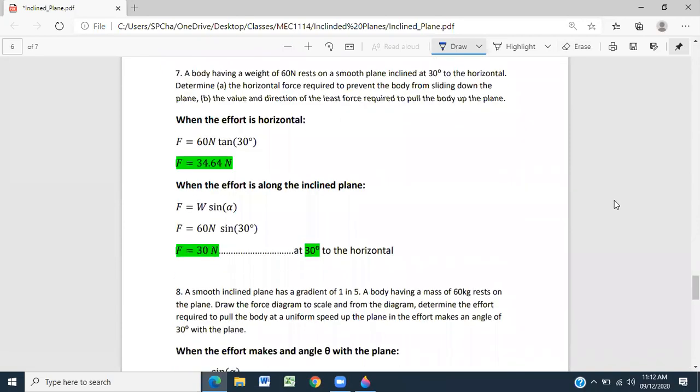Okay, moving on, number 7. A body having a weight of 60 newtons rests on a smooth inclined plane at 30 degrees to the horizontal. Determine A, the horizontal force required to prevent the body from sliding down the plane, and B, the value and direction of the least force required to pull the body up the plane, right?